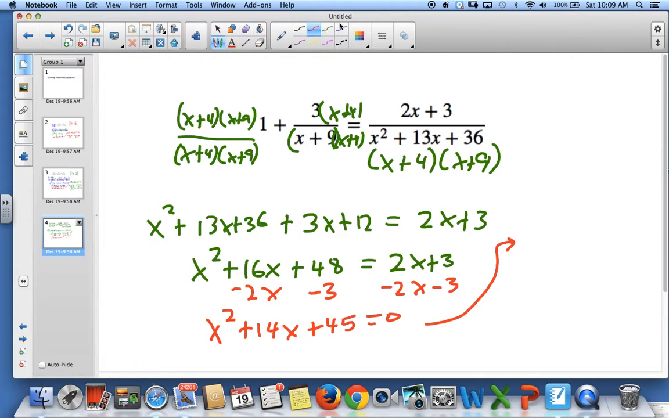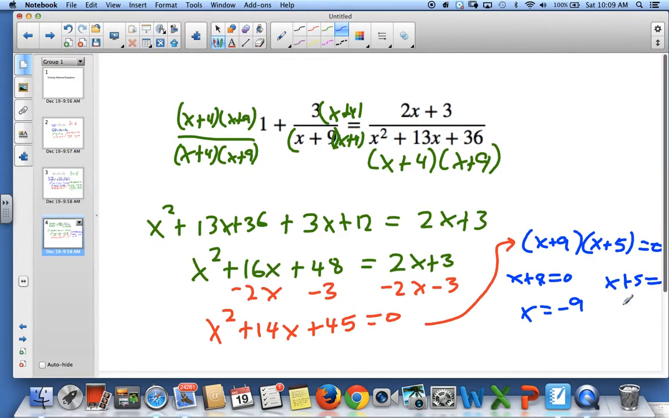And now we need to factor that. We can factor that to be x and x, and then multiply to 45 and add to 14. That's going to be 9 times 5. And they're both the same sign and both pluses. So I have x plus 9 equals 0, in which case x equals negative 9. And x plus 5 equals 0, in which case x equals negative 5. So my solution then would be negative 9 and negative 5.